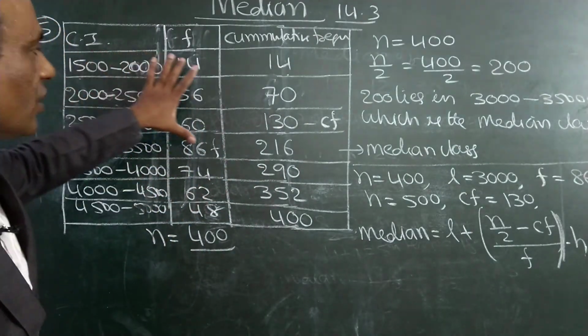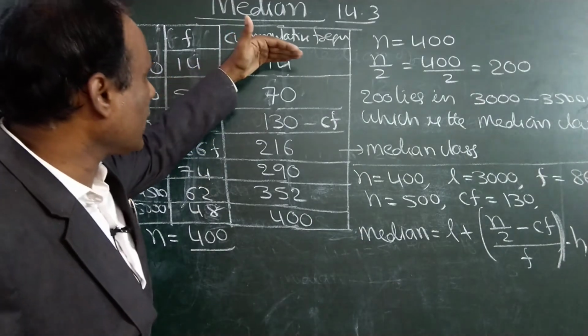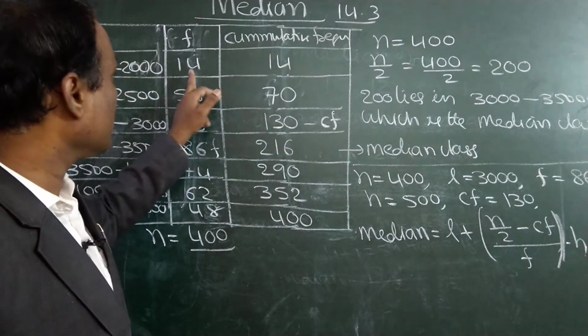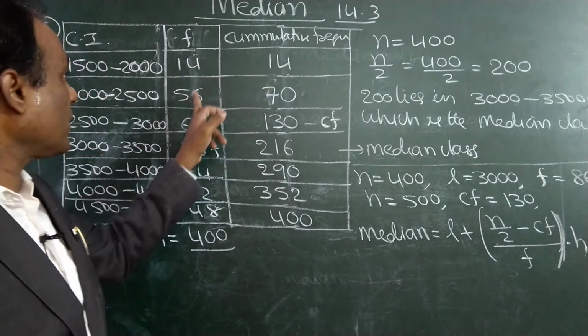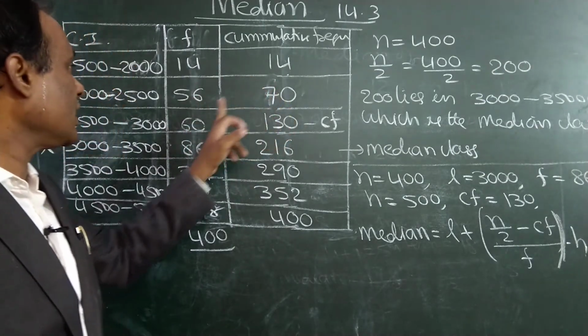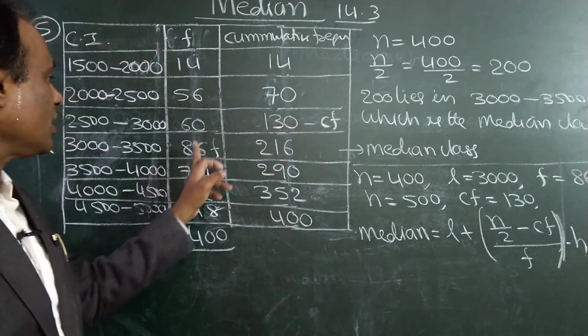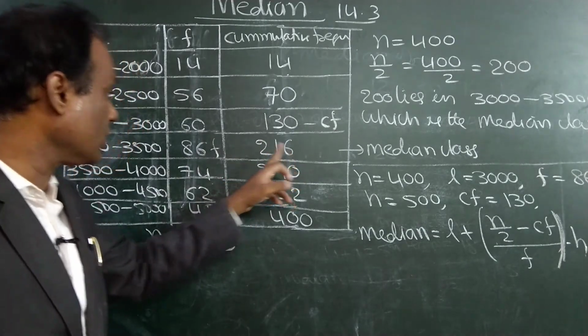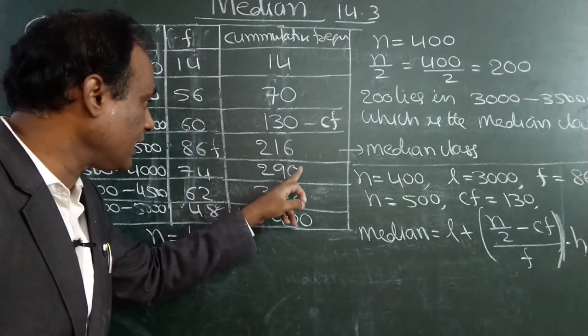Class interval and frequency will be given. So keep on adding the frequencies from the top. Up to here 14. 14 plus 56, 70. 70 plus 60, 130. 130 plus 86, 216. 216 plus 74, 290.